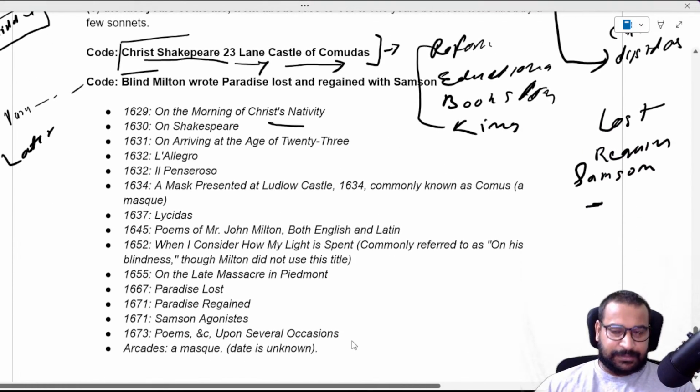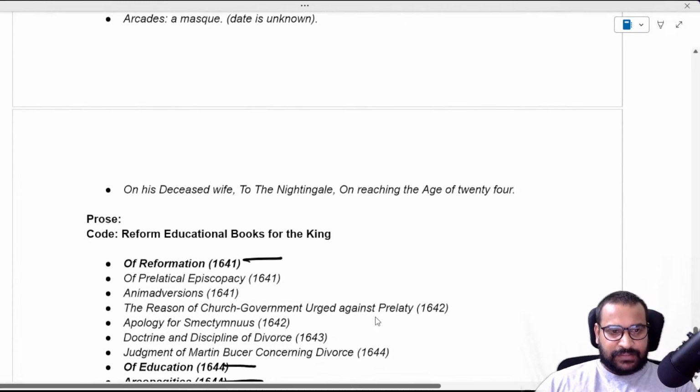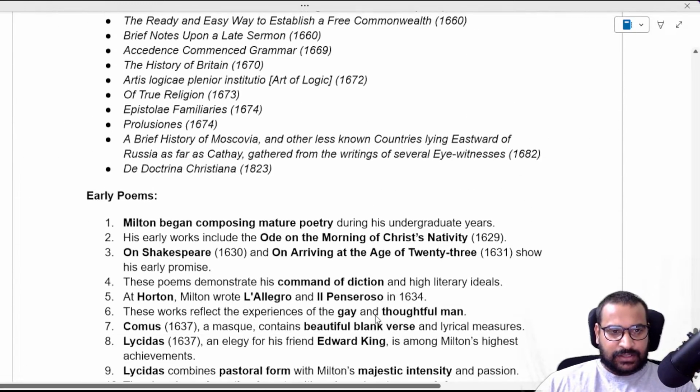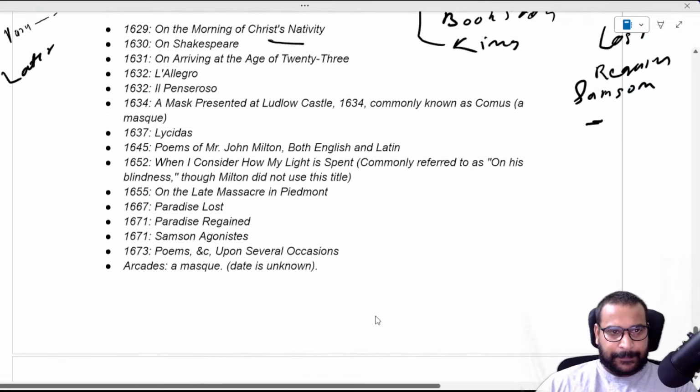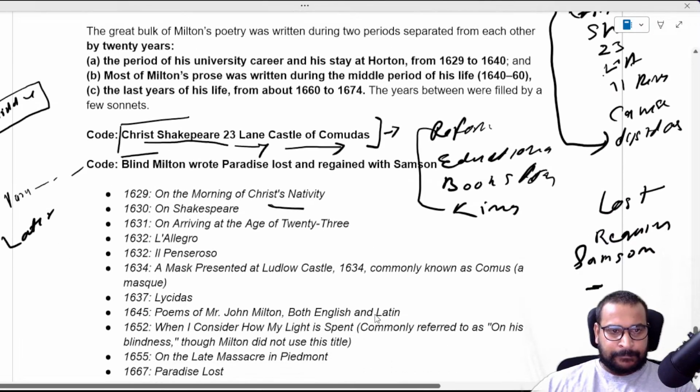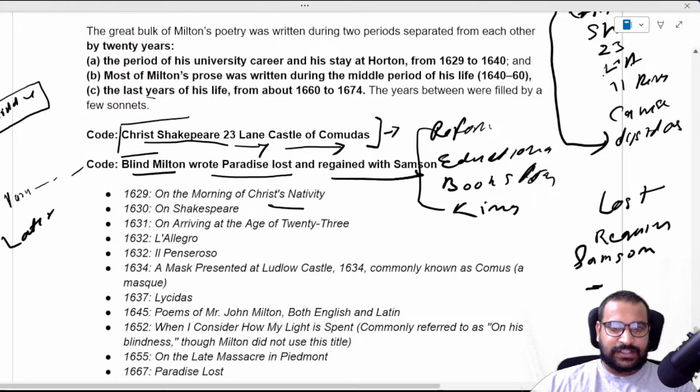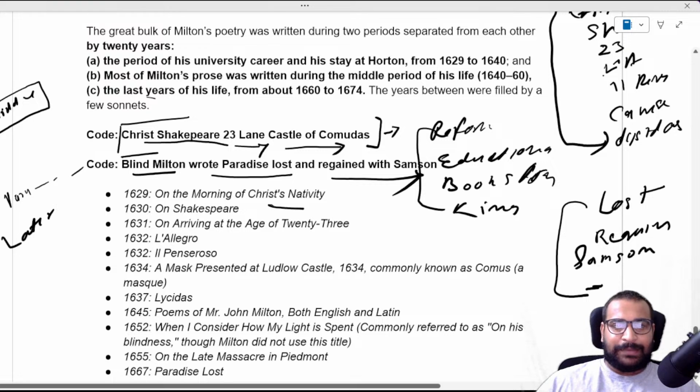Now we have the last period. In the last period we have the simple code for it, as you can see here. So blind Milton, our blind Milton, wrote Paradise Lost and Regained with Samson. So that is your last one. So remember all, I hope you know the complete order of Milton's work.